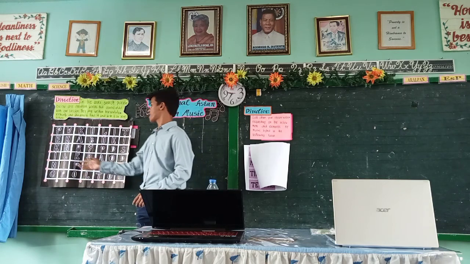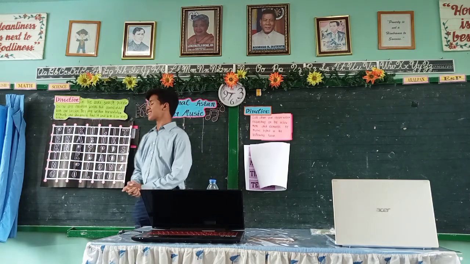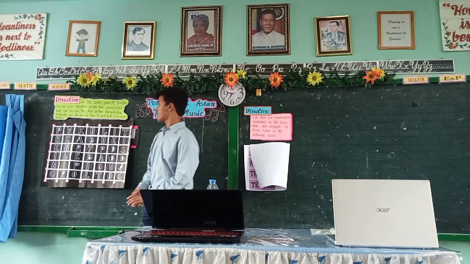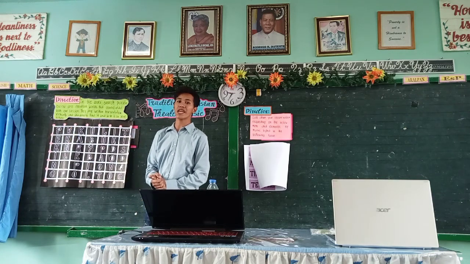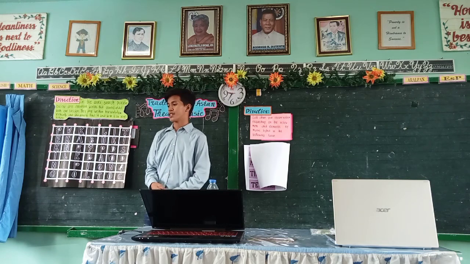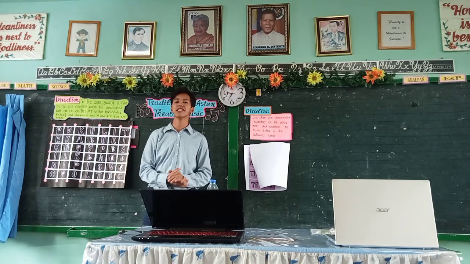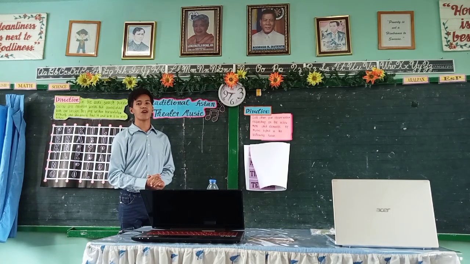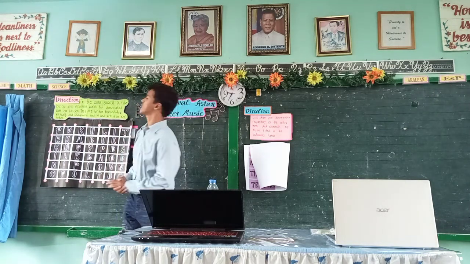These are the following scrambled letters. All you have to do is find the words associated with our topic. They are written vertically and horizontally. Find them in 5 minutes. Okay, the time starts now. Three minutes left. One minute. In 5, 4, 3, 2, 1.